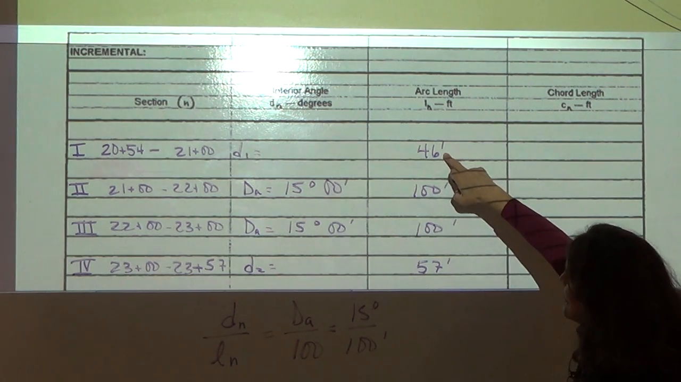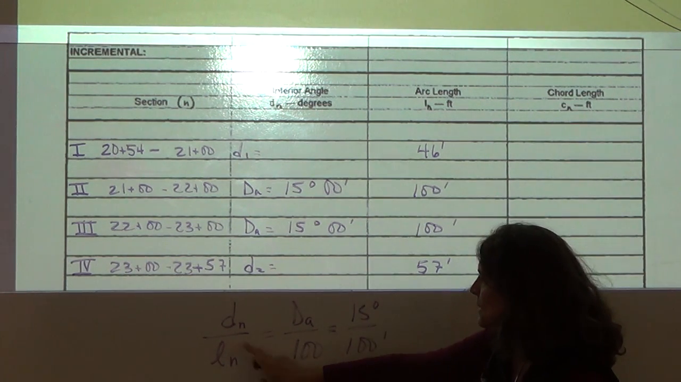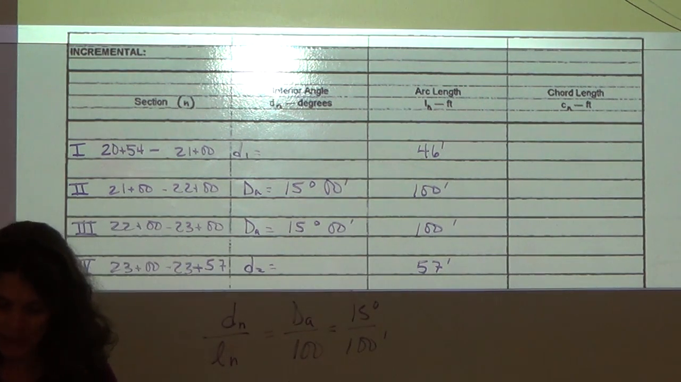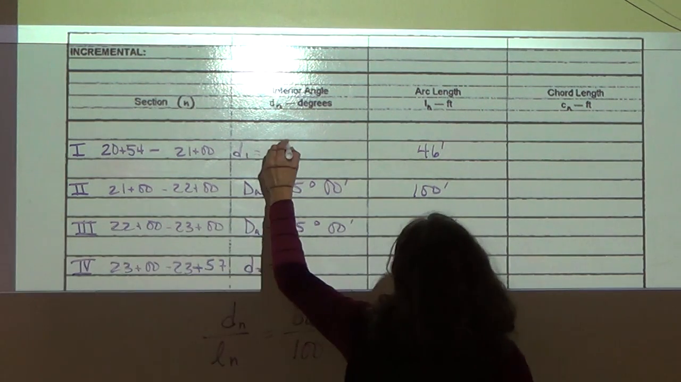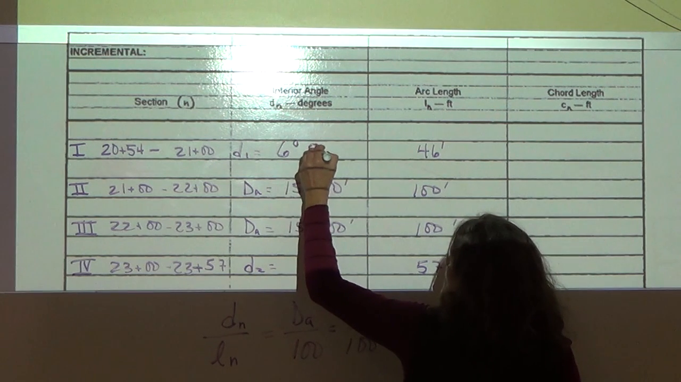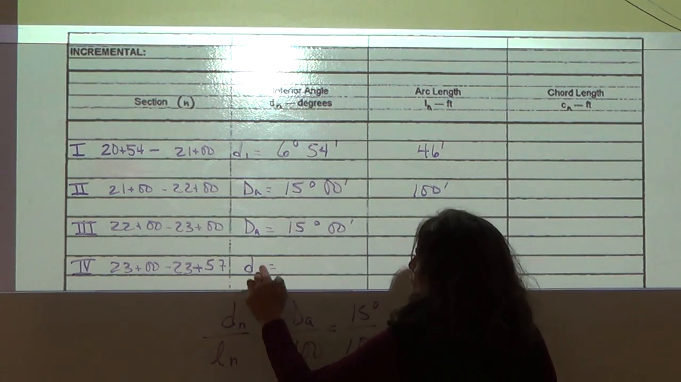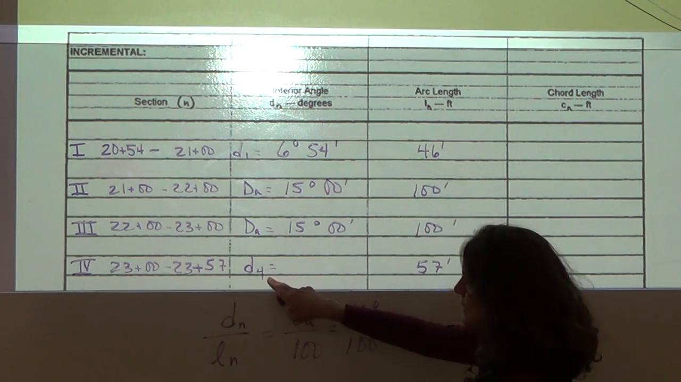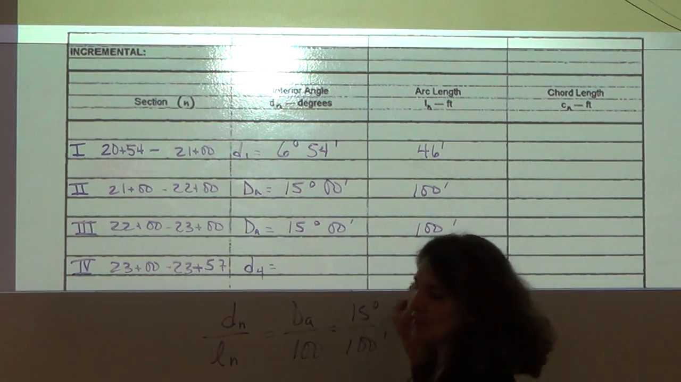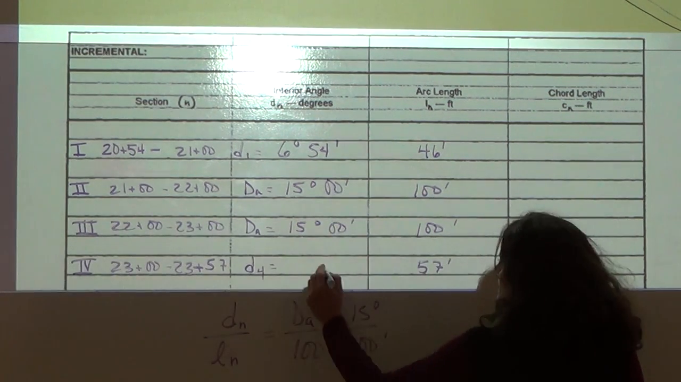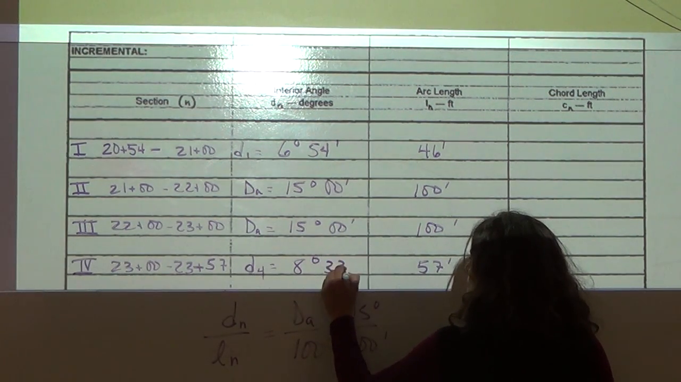So if we plug 46 feet in here, we could solve for what D sub N is. And what it turns out to be is 6 degrees 54 minutes. So you should calculate it and make sure that you're getting the same answer. For D4, here, I'm putting in L4 of 57 feet, and I get 8 degrees 33 minutes.